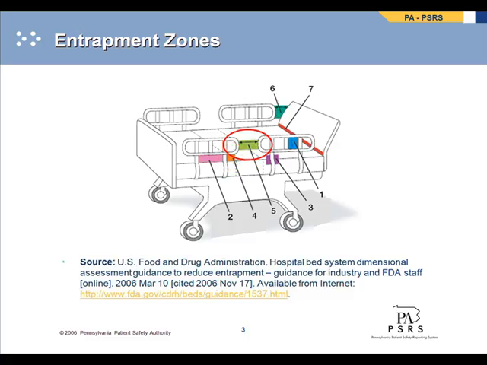In Zone 5, patients become caught between split rails. Zone 6 is the area between the end of the rail and the side edge of a head or footboard. Finally, Zone 7 involves the area between the head or footboard and the end of the mattress.